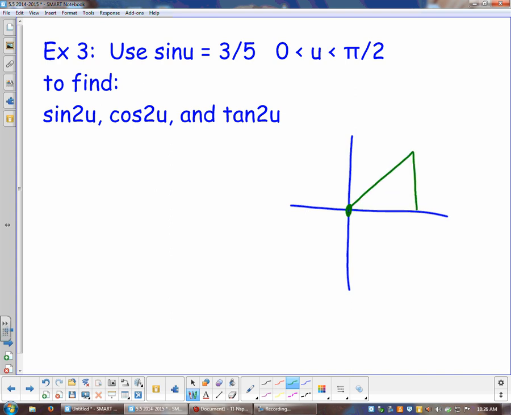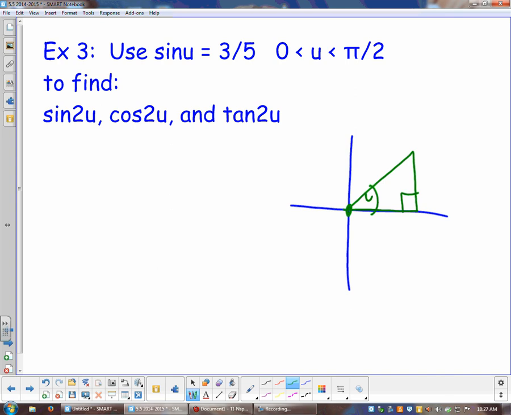So this is my angle u, and if the sine is 3/5, I know which side should be 3, which side should be 5. Opposite should be 3 and hypotenuse should be 5, everybody agree? Which makes the other side 4. Okay, so we've got a 3, 4, 5 triangle here in quadrant 1.